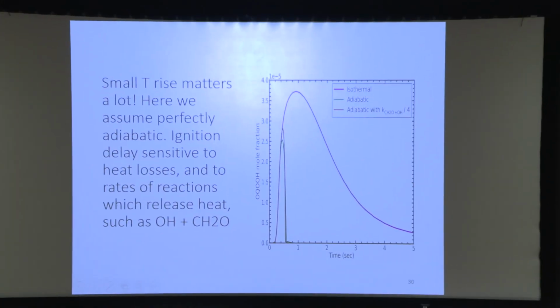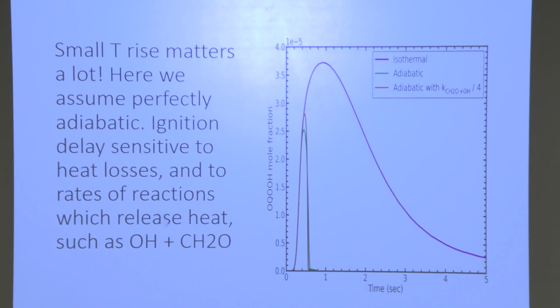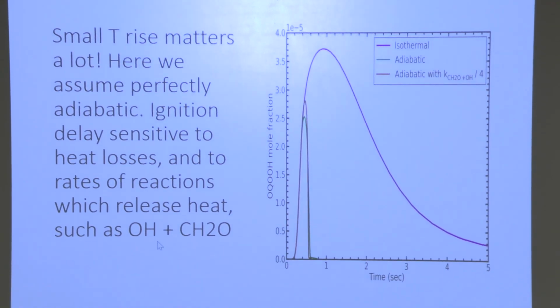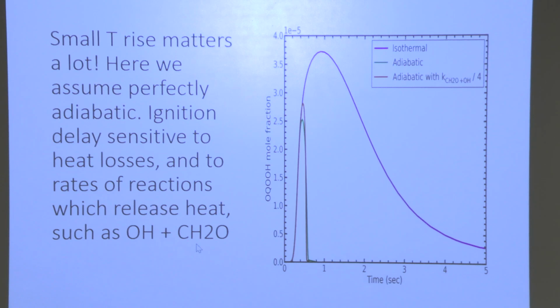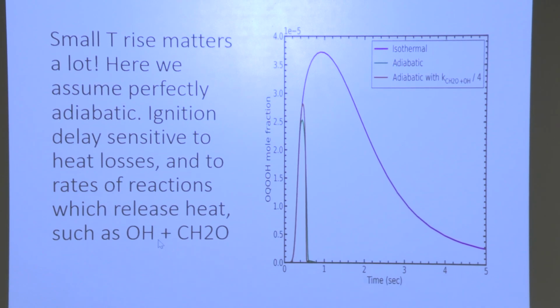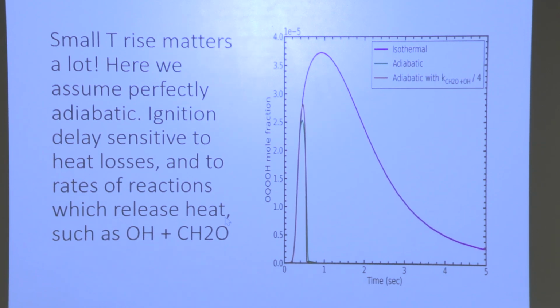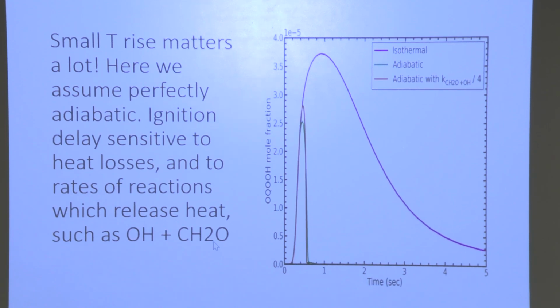And then also the things that cause heat gain, temperature rise, matter a lot. So for example, if your fuel breaks up and makes a lot of formaldehyde, that really helps the ignition happen because OH plus formaldehyde is really fast and really exothermic. And so you get a lot of extra heat release if the way your fuel decomposes makes a lot of formaldehyde. Some fuels make a lot, some make less. And so that's a pretty important thing for the ignition.